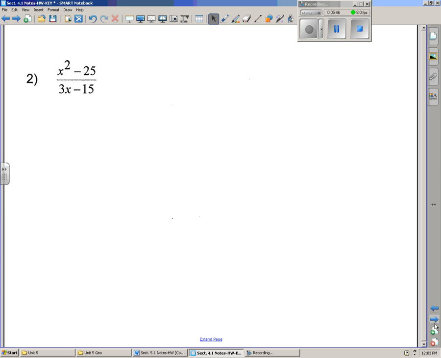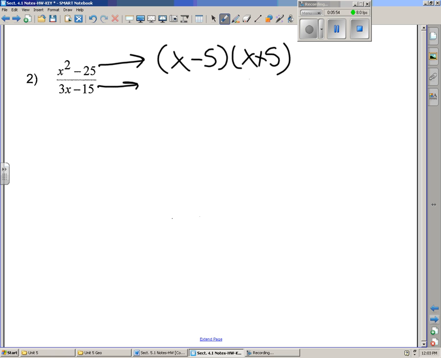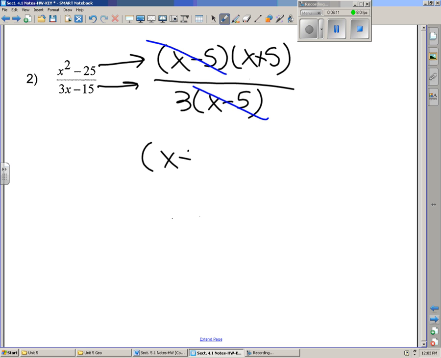All right, can you factor the numerator? Absolutely, it's difference of squares. X minus 5, x plus 5. Can you factor the denominator? You sure can. It's by a GCF. 3, x minus 5. Are there any common factors? And there are. This whole parenthesis, this binomial, cancels this binomial. And your final answer then becomes x plus 5 over 3.